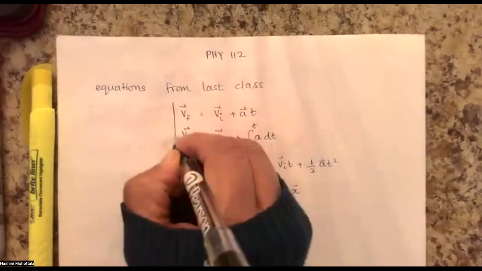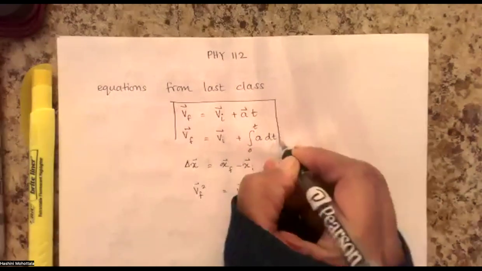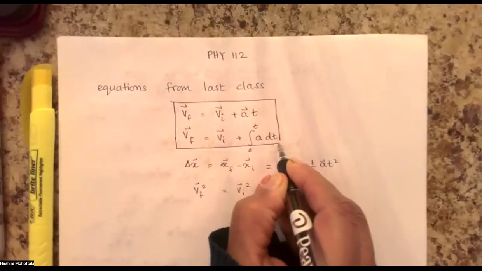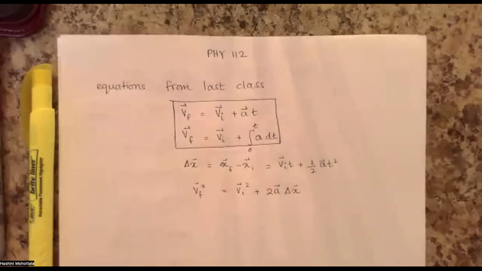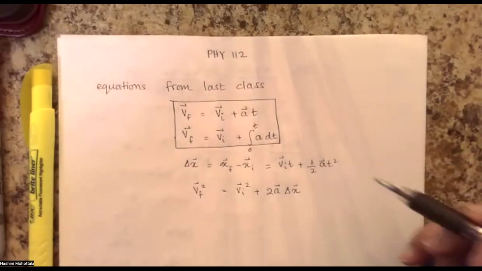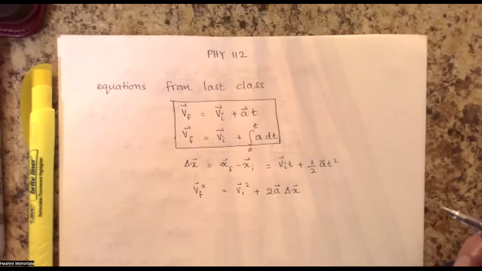Now, these are the equations that we learned in the last class. The first equation I have in two forms. The first one is when you have a constant acceleration. The second one down here, when you have an acceleration that is changing with time.